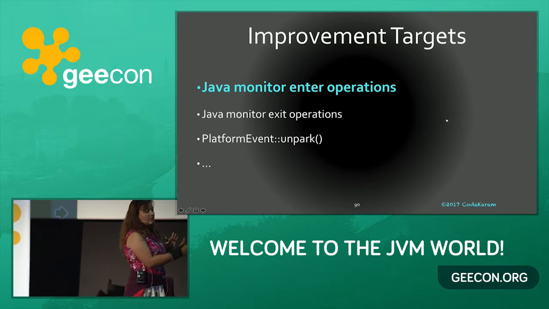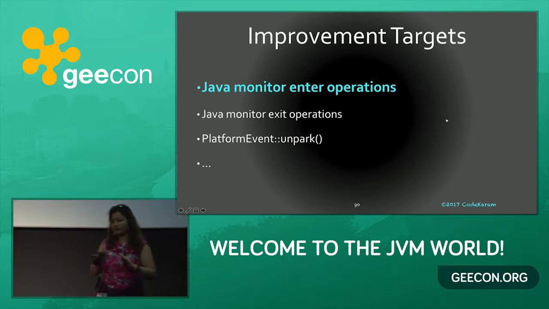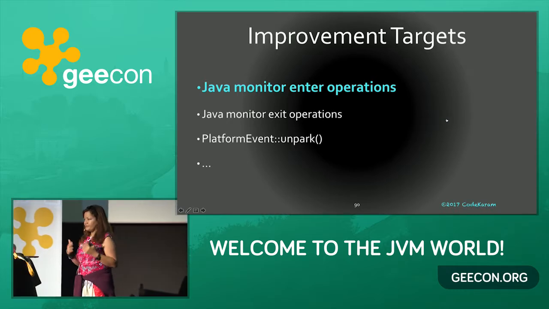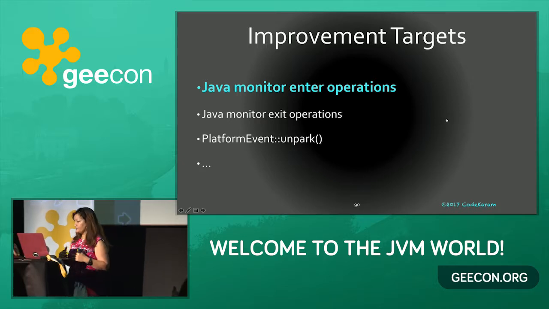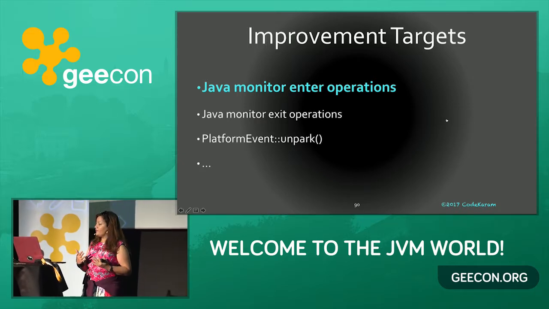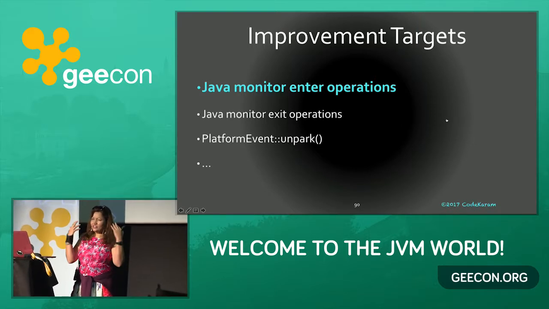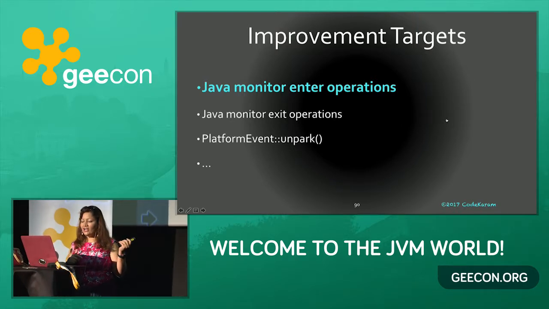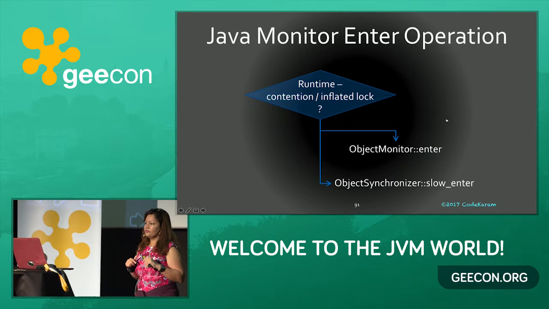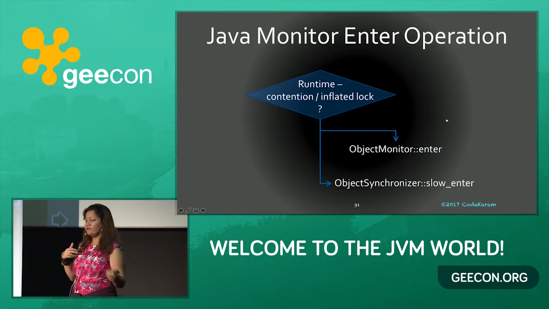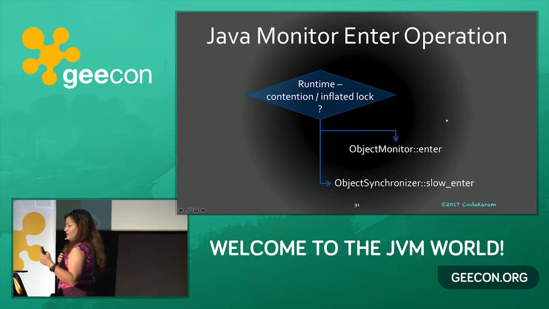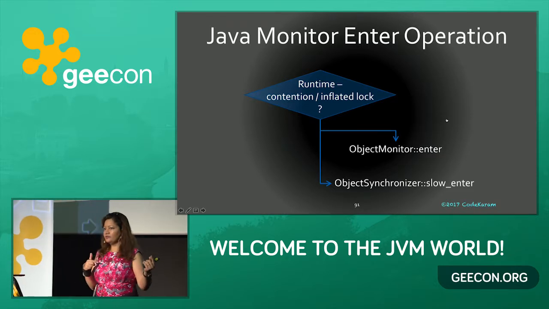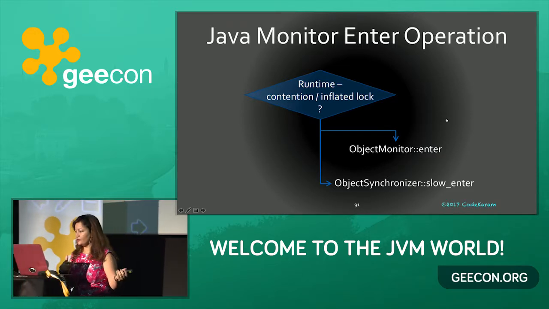The reason I don't want to inundate you with the demo is because you will see a bunch of method names and then code, and then you'll be all confused. And it's confusing for me too. It's not that we are any different. So what I did is I went back and tried to understand what I'm doing, like what is all this code? For Java Monitor enter operations, I went and looked at the code. If the runtime says it's contended or inflated locks, it has two paths. There'll be an object monitor enter, and there's something called object synchronizer slow enter, okay?